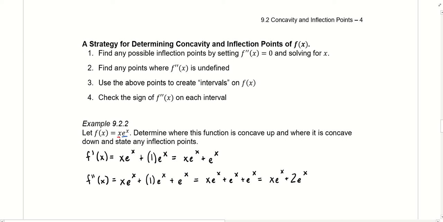And now again, I'm going to have to do some stuff with this second derivative, so to make my life a little bit easier once I start working with it, I'm going to factor out that common e to the x, and write this as e to the x times x plus 2. That might be a little bit easier to work with as I go forward. So this, I'll just put a box around it. This is my second derivative.